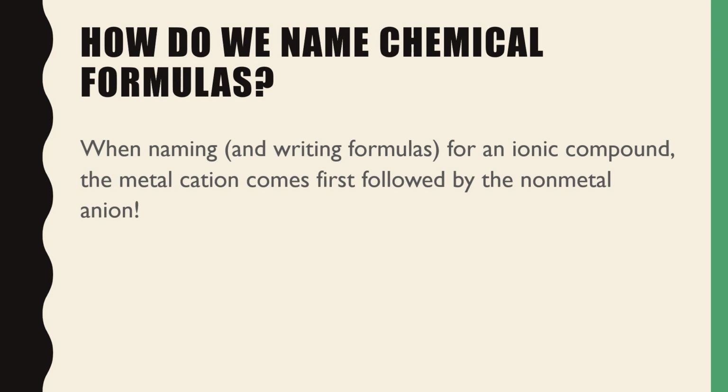When naming and writing formulas for ionic compounds, the metal cation comes first, followed by the nonmetal anion. So metal cation comes first, then the anion.